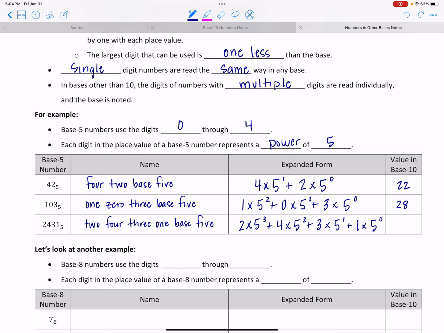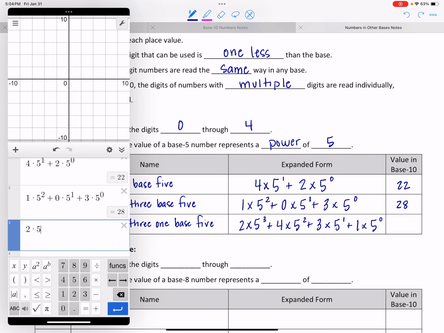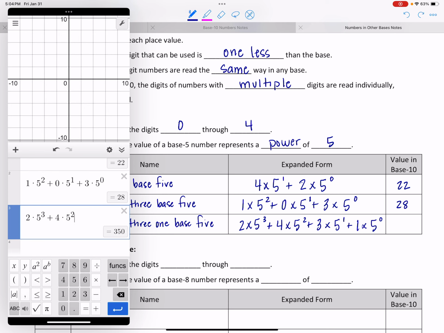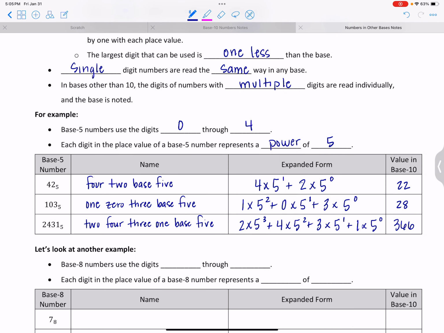So we got 2, 4, 3, 1. Let's evaluate. So that's 2 times 5 to the power of 3, plus we have 4 times 5 to the power of 2, and 3 times 5 to the first, and lastly 1 times 5 to the power of 0. And so that ends up being 366. So again, 2, 4, 3, 1 base 5 and 366 are the same number.